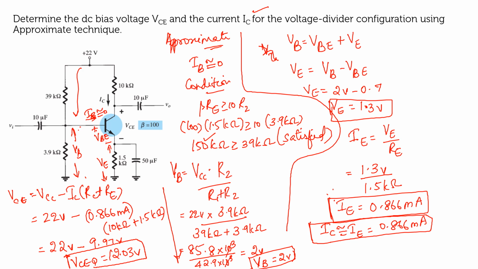So your both the quiescent point values, ICQ is equal to 0.866 milliampere, or you can approximate it to 0.867, and VCEQ will be equal to 12.03 volt.